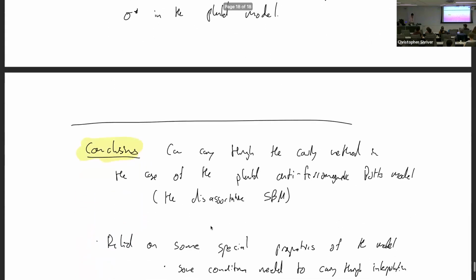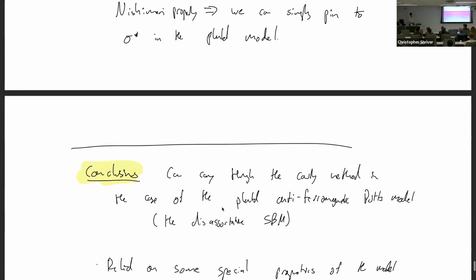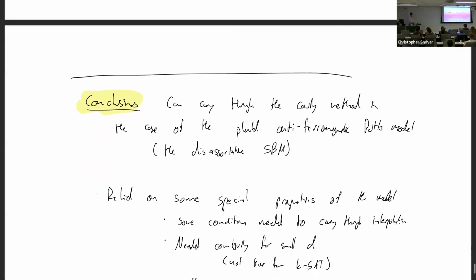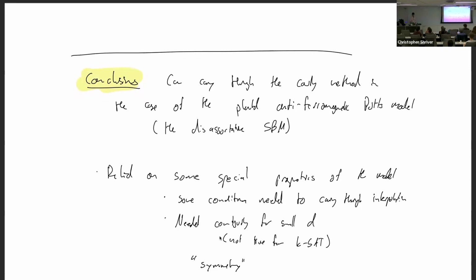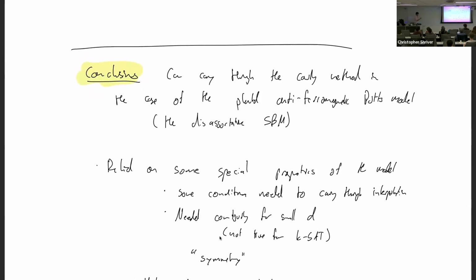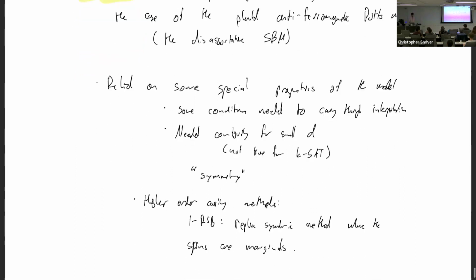So let me conclude. I walked you through, at a high level, how you can apply the cavity method to this planted antiferromagnetic Potts model, which is like the disassortative SBM, and actually make this calculation work. Now, it did rely on some special properties of the model. For one, we had to carry through the interpolation, but it also relied on this fact about trees in the random graph that I said, that at very small d these things were equal. That's not true for lots of models. For random k-SAT, that's false. So it required some sort of special symmetry, and we don't know how to get over that.